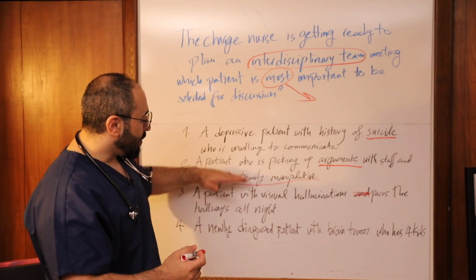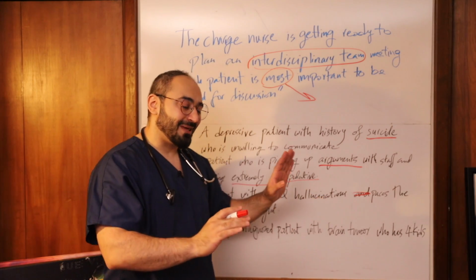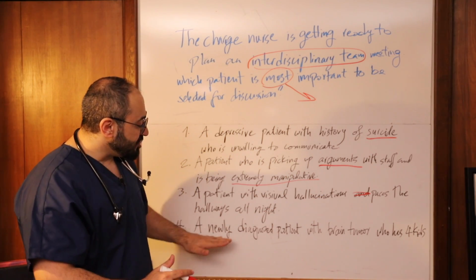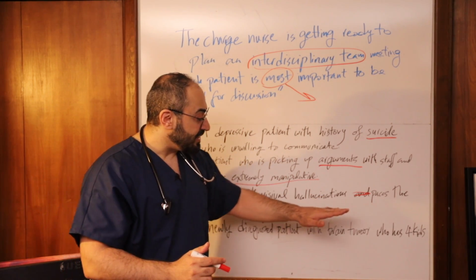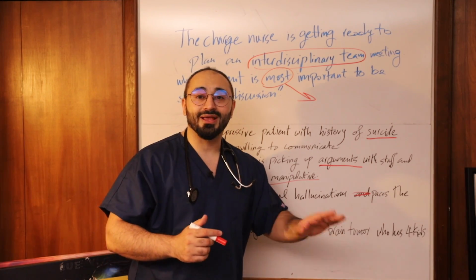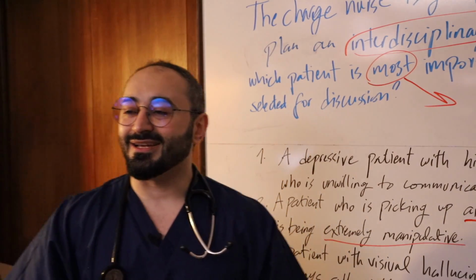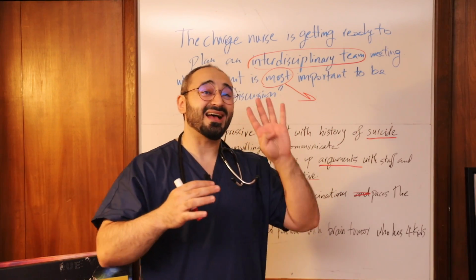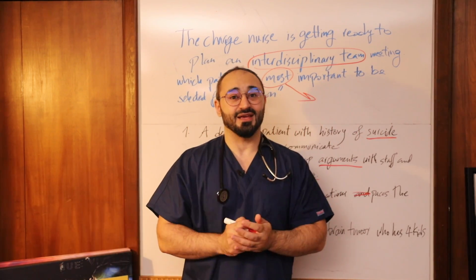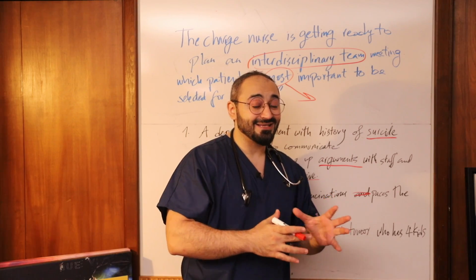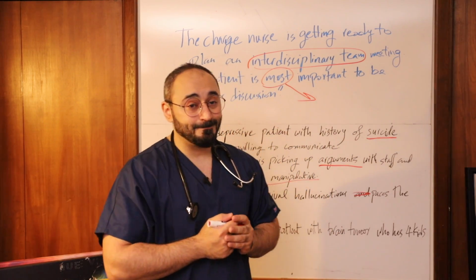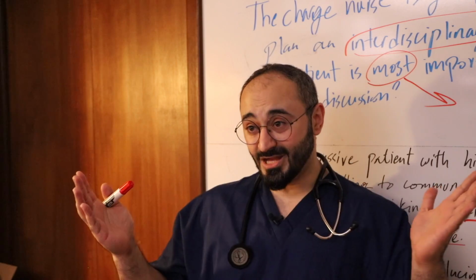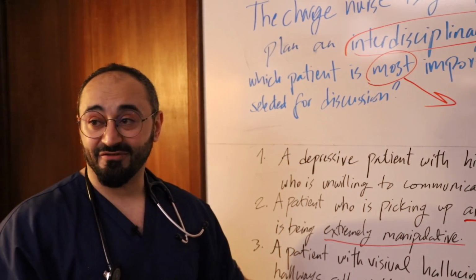So number 1, number 3, I already canceled those, but I'm keeping them. Number 4, a newly diagnosed patient with brain tumor who has 4 kids. What do you guys think? All right, newly diagnosed patient, brain tumor, he has 4 kids. What do you think? Do I need to discuss this case in an interdisciplinary team? No. Why? There's no conflict.